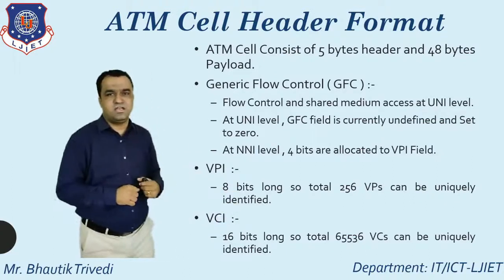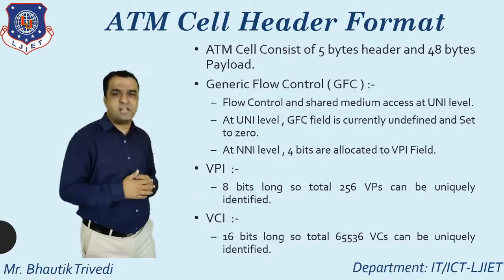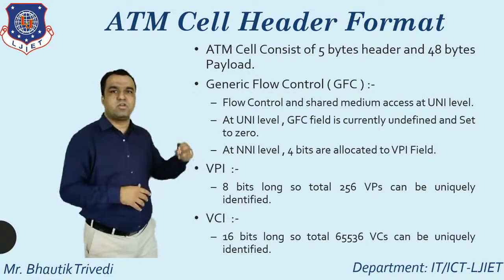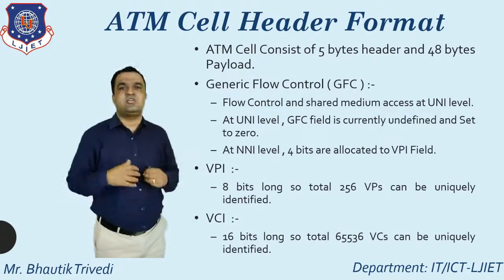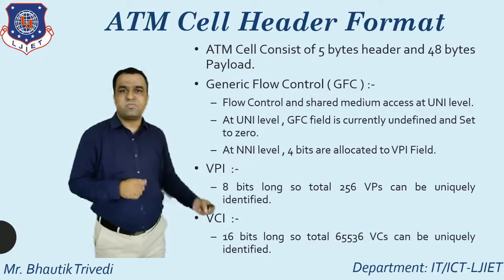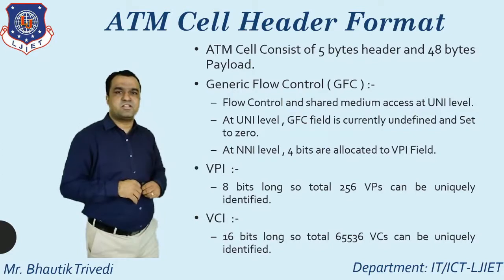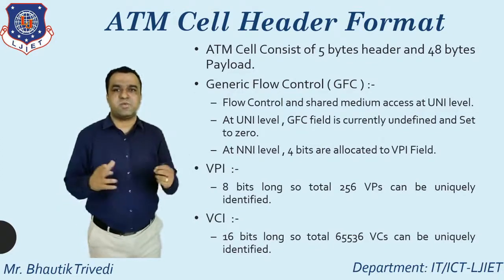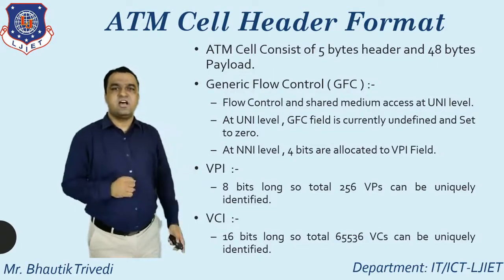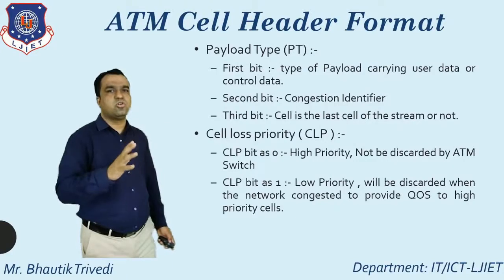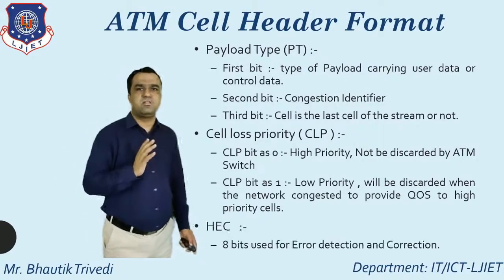After that, VPI means virtual path identifier. With 8 bits, the total number of possibilities is 2 raised to 8, which means 256 possibilities. For the VCI, 16 bits, so 2 raised to 16, which means 65536 possibilities. After that, this is the most important point. These two are the most important.